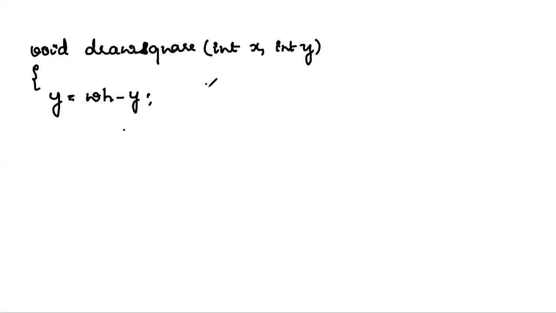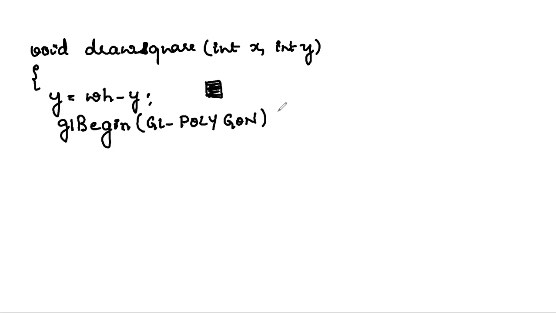Now I have to draw the polygon. So in order to draw the polygon, what do we write? glBegin, and we will write it as GL_POLYGON. So this will create a polygon for us. And what should I have with this? At the end, I should have a glEnd. And along with this, I also need to have a glFlush.